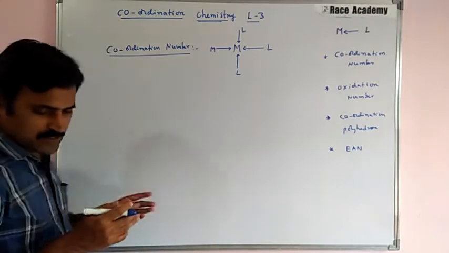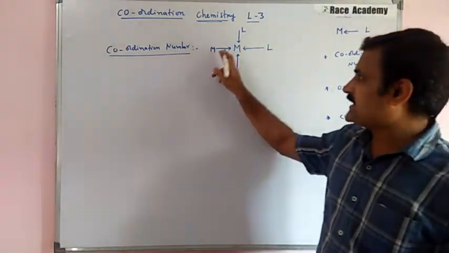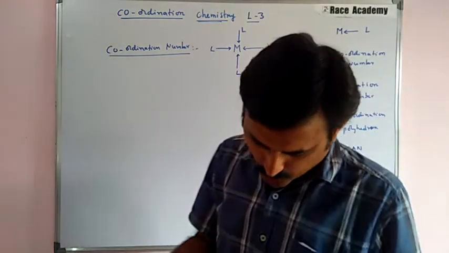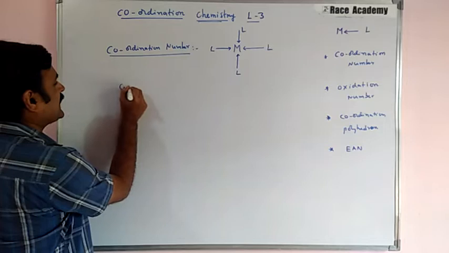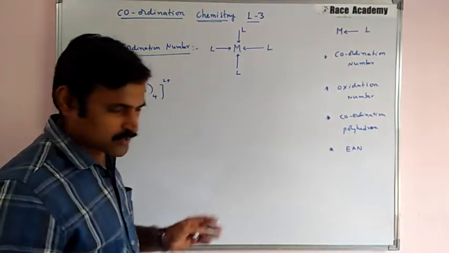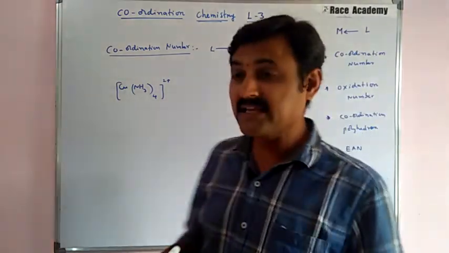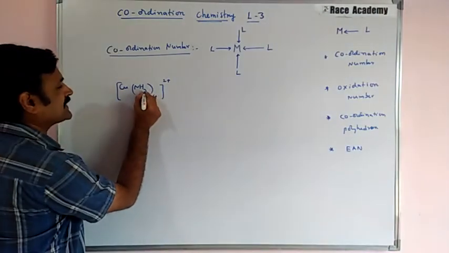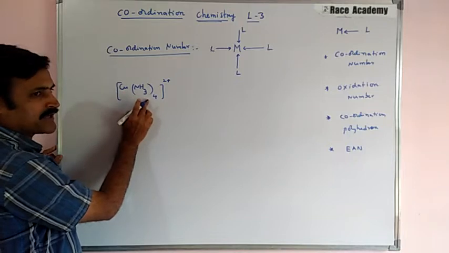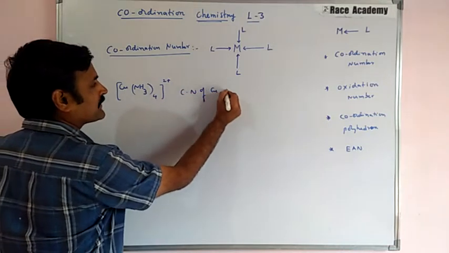What is coordination number? It is the number of ligand atoms linked with the central metal via coordinate bond or dative bond. It's very simple. For example, take the complex ion [Cu(NH3)4]2+. What is the coordination number of copper? It's very clear that there are 4 NH3 groups. NH3 is the ligand here. The number of NH3 attached to copper is 4. This 4 is called the coordination number of copper.